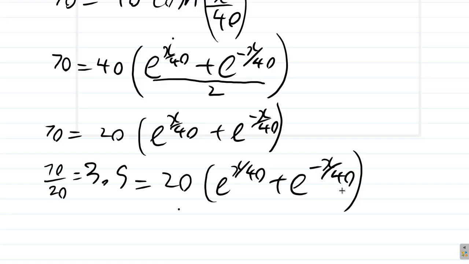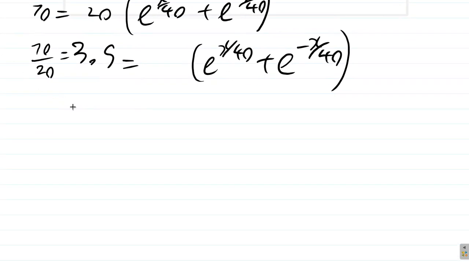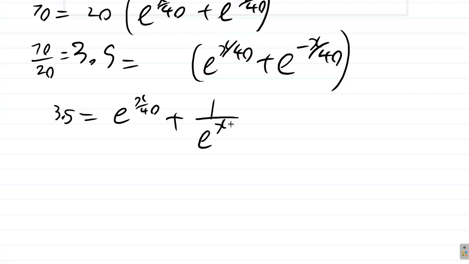Oh, why did I write 20 again? I divided the 70 by the 20. The 20 shouldn't be there anymore. All right, so let's rewrite it like this. 3.5 equals e to the x divided by 40 plus 1 over e to the x divided by 40.